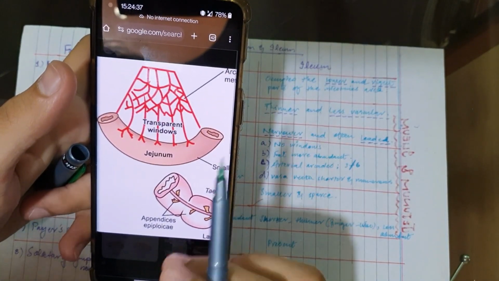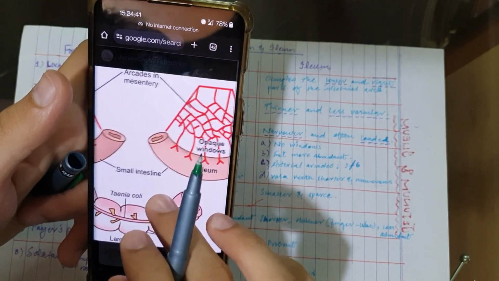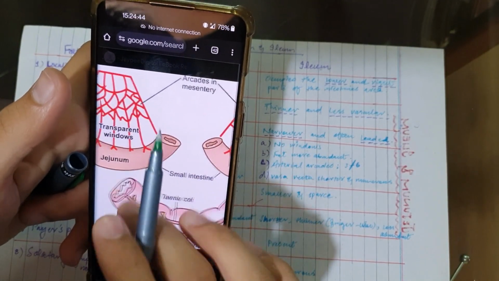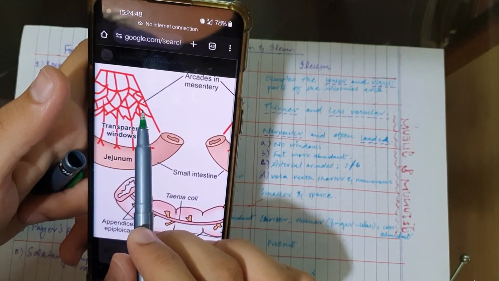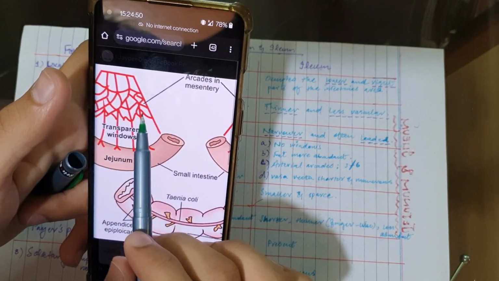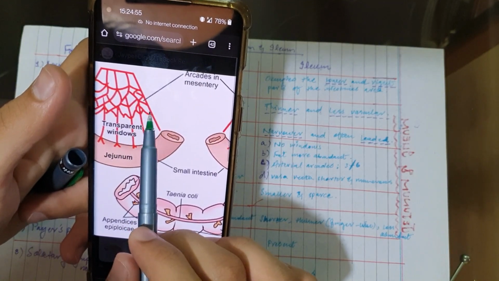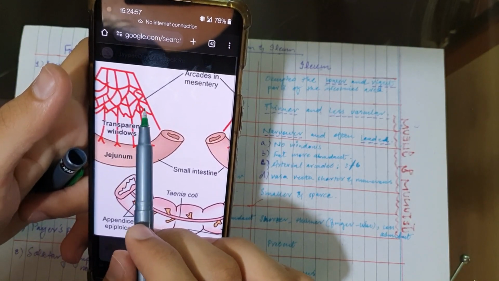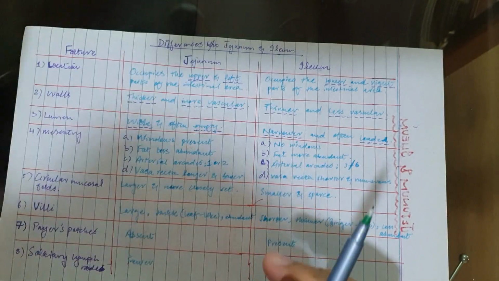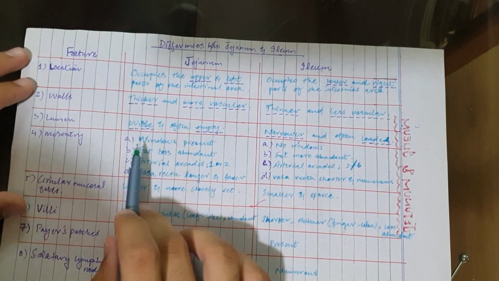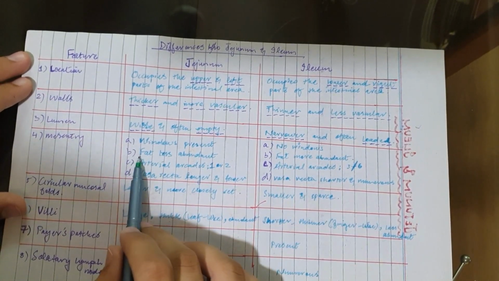And similarly, we'll talk about arterial arcades as well. I'll show you in the diagram. Arterial arcades are basically the connecting arteries which connect the two branches of our superior mesenteric arteries. Two branches of the superior mesenteric arteries are connected with each other through the arterial arcades. So windows are present in the jejunum, whereas in the ileum they are absent.